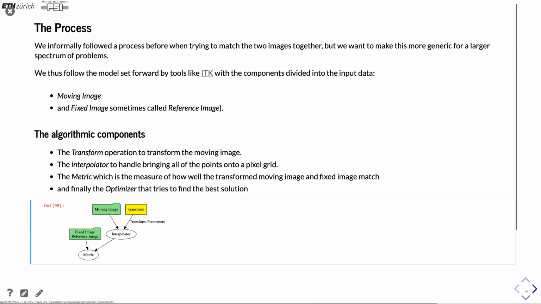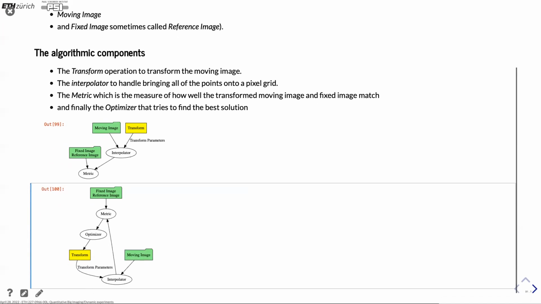So typically what we have is a little algorithm looking like this. We have a moving image and a transform. Then we do some interpolation. We compare it to the fixed image, and then we get some number out of the metric when we compare the two. This one should also be visible. A little bit more complicated workflow would be to wrap it up, where we include an optimizer to the transform, and then we can loop around here until we have a good fit with the metric of these images.